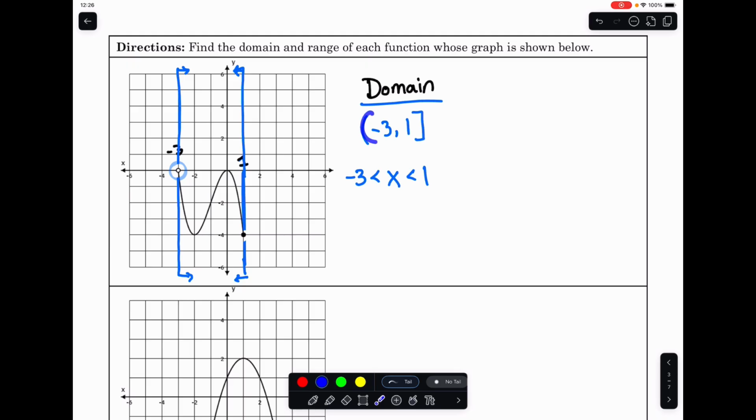And then look at the endpoints, okay? Since this is open, this does not require an equal sign underneath that inequality. But since this one is closed, the bracket, that does require an equal sign underneath the inequality, okay? Now, on the assignment for today, you'll be required to either write it like this or like this. So be very careful and just be aware of how you write each one of them. Let's now move on to the range.